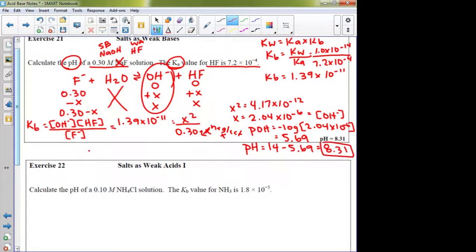We've also been missing points because we refuse to learn our rules for significant figures on pH. How many sig figs are in 0.30? 2. How many sig figs are in 7.2? 2. So my lowest number of sig figs is 2. So that means how many decimal places do I need for my pH? 2.